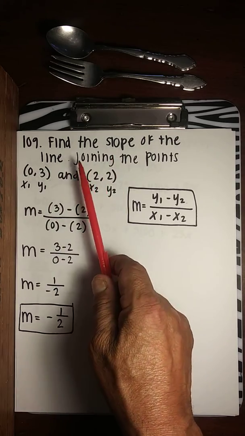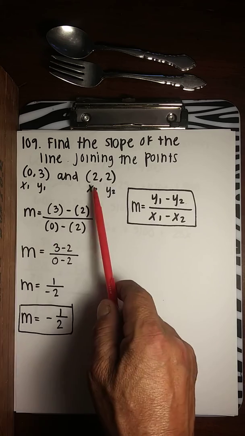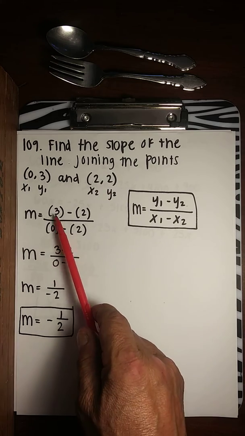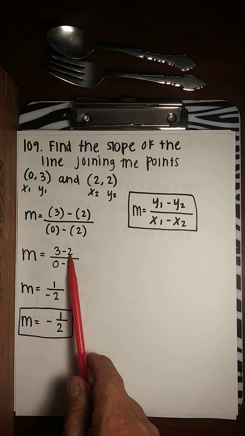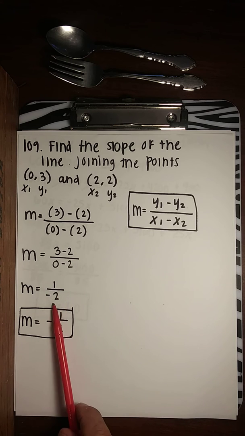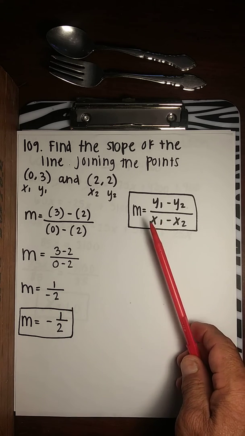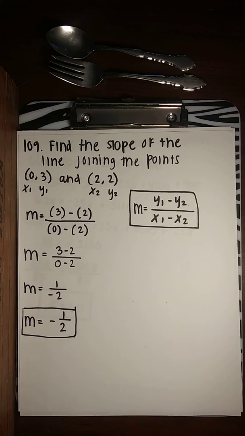Find the slope of the line joining the points, x1, y1, x2, y2. So we have 3 minus 2, 0 minus 2, so that's going to be a negative 1. It's 1 over negative 2, so negative 1/2. And the answer is, that's the slope.